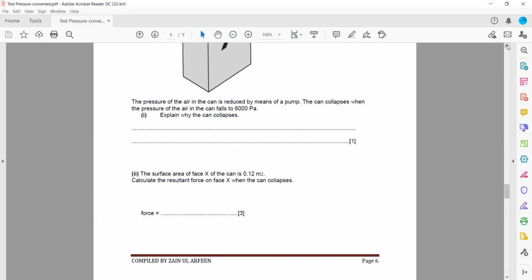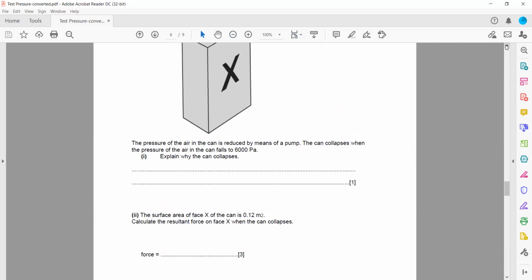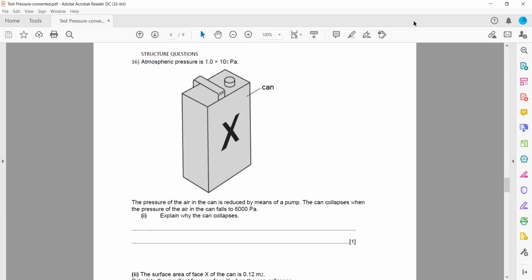In this question, this is a structure question. The atmospheric pressure is 1 exponent 5 Pascal. Atmospheric pressure means pressure from outside. So the atmospheric pressure, the pressure from outside, is 1 into 10 to the power 5 Pascal, or 100,000 Pascal.